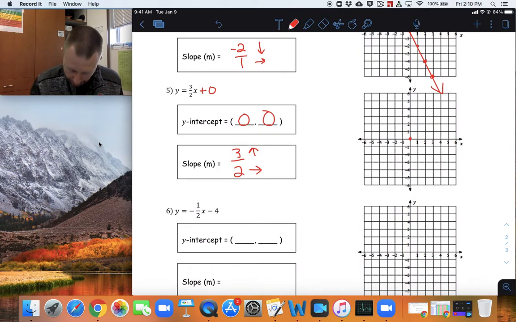So I'll start from that beginning point and go up 3 to the right 2, which puts me right here. And then I do have enough room to do that one more time. Up 3 and to the right 2. Oh, look at that. It ends up meeting up with the line from our previous problem there.